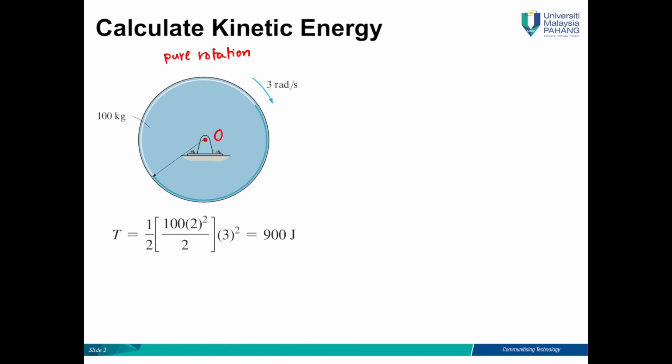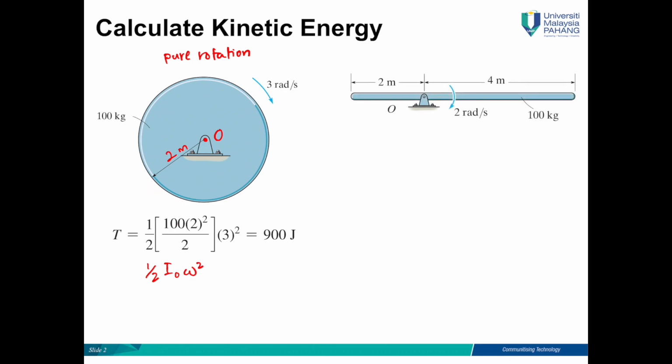So I think the r here is missing. This should be 2 meter. So you have 900 J. The kinetic energy is then 1 over 2 IO omega square, where IO is 1 over 2 m r square.